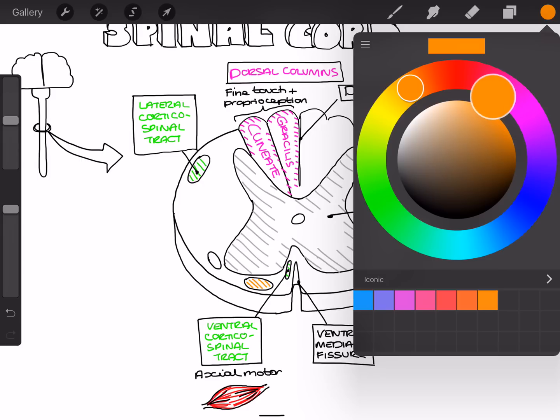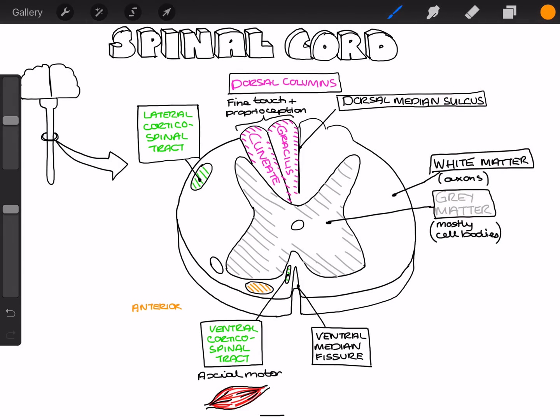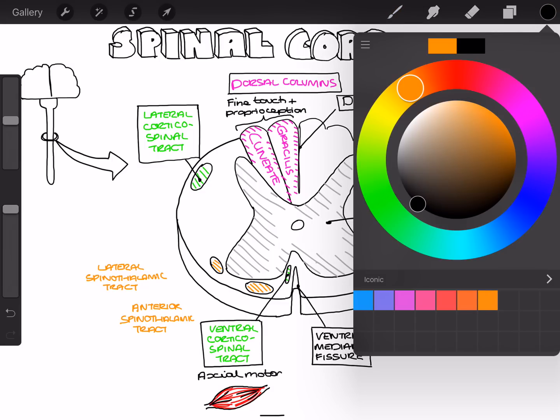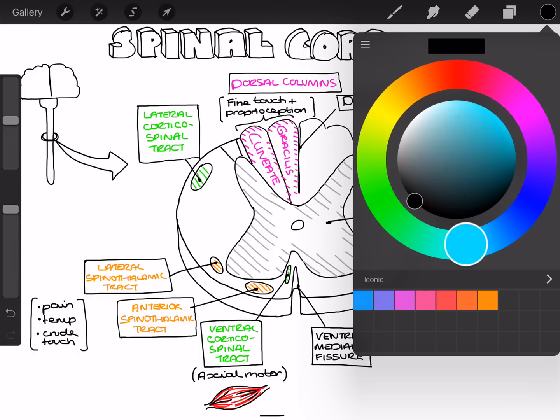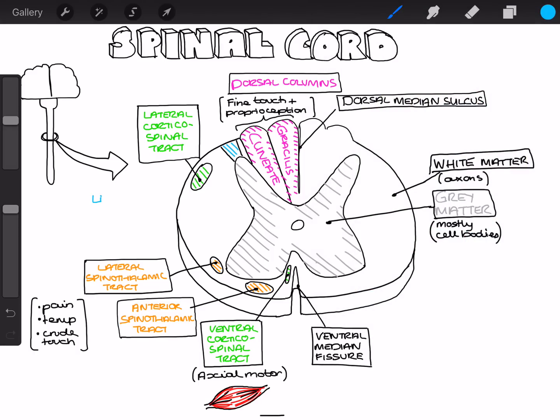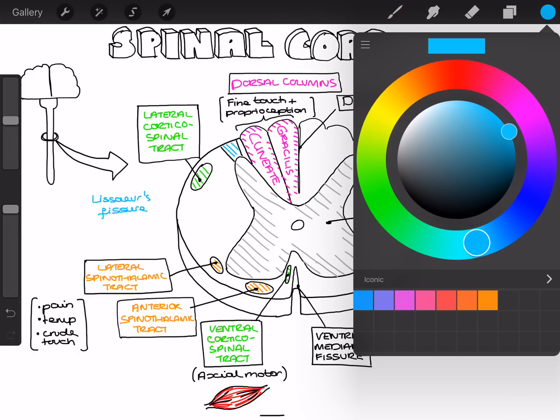And drawing on here now are the spinothalamic tracts. We've got the anterior spinothalamic tract, which is closer to the front, and the lateral spinothalamic tract, which is lateral. So these transmit information, the lateral tracts transmit information regarding pain and temperature, and the anterior tract transmits information regarding crude touch.